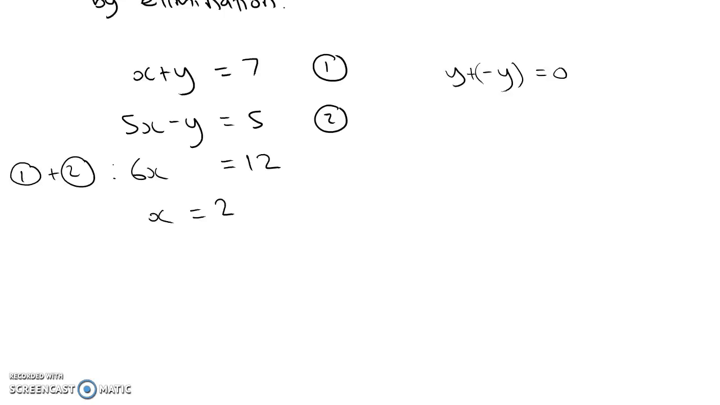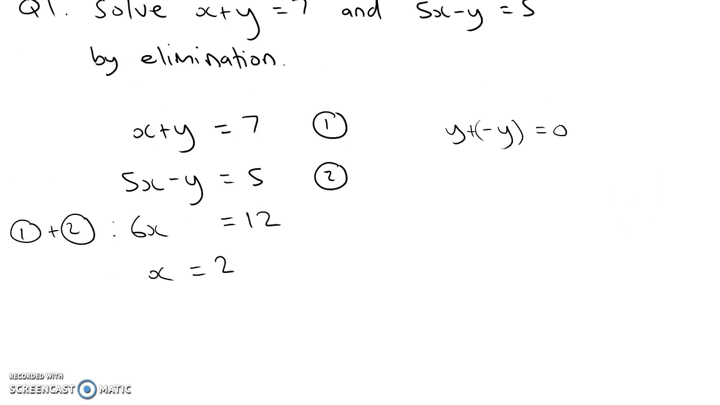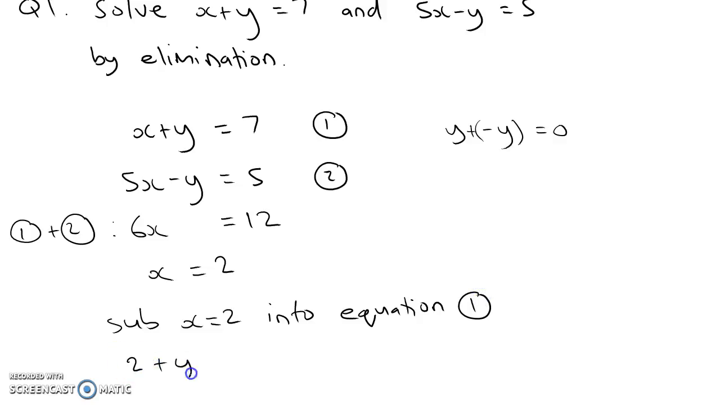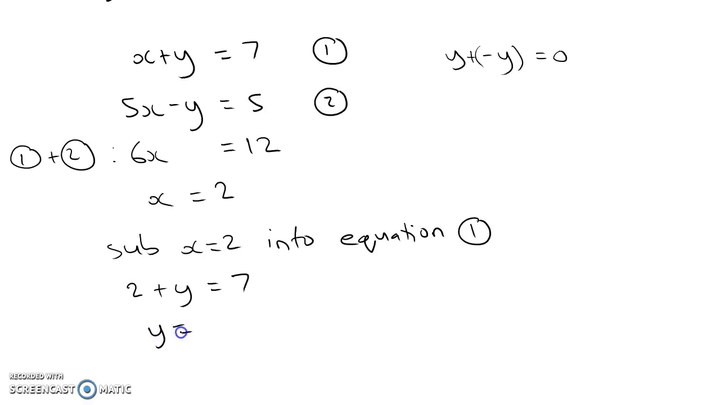Now, as with the substitution method, we can sub x equals 2 into an equation, and you can pick either of the equations, it won't make a difference, but equation 1 looks a little bit easier to work with, so let's choose that one. If we let x equal 2, we'll get 2 plus y equals 7, so y equals 5. Therefore, our solution is x equals 2 and y equals 5.